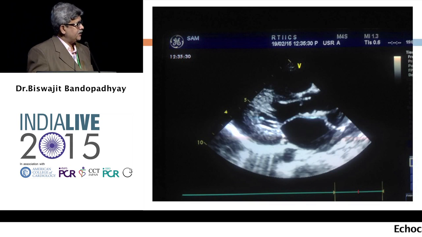And these are obviously not subsets for balloon angioplasty. This has to be dealt with surgically.